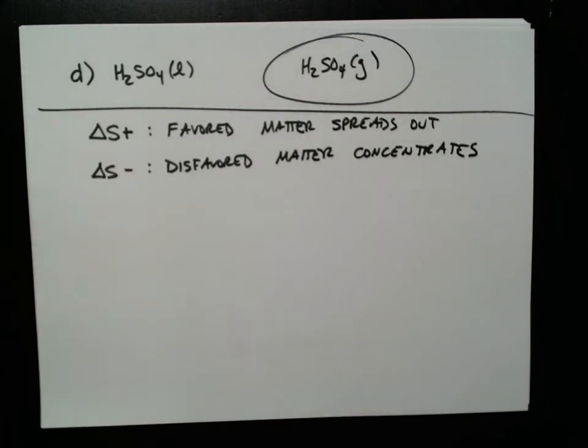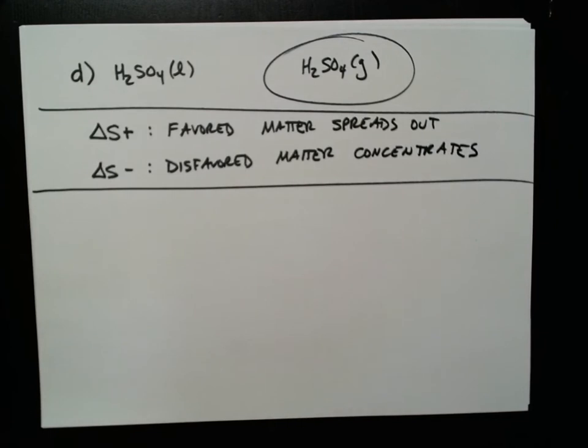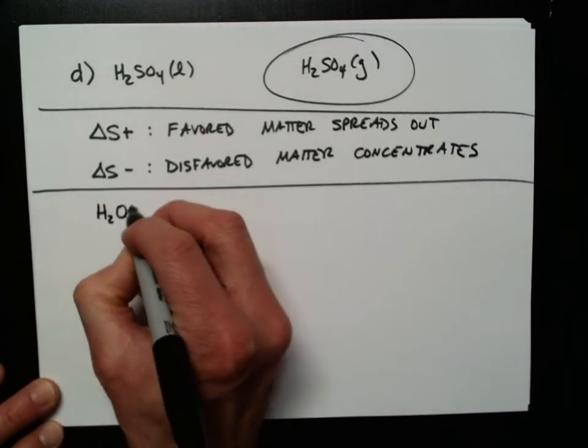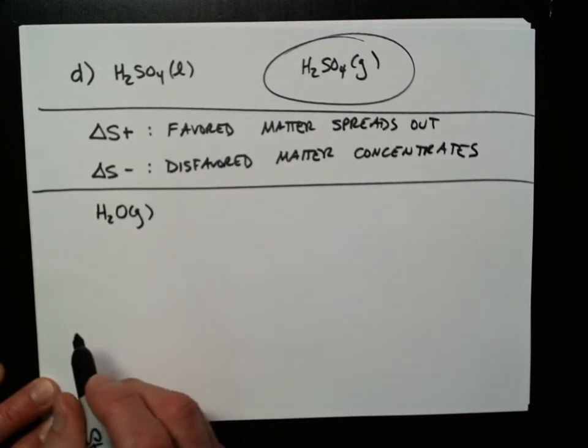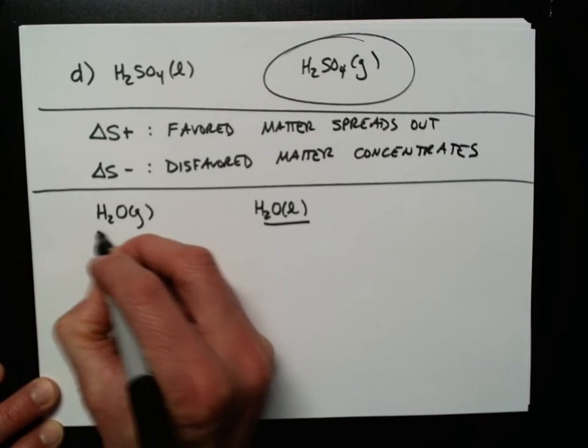Now I want to look at some actual values of entropy for some particular substances. I happen to be on chapter 19, PowerPoint slide 11 right now. I'm looking at a chart there, and I'd like you to first compare the values for the standard entropy of gaseous water and liquid water. So let's look at these.